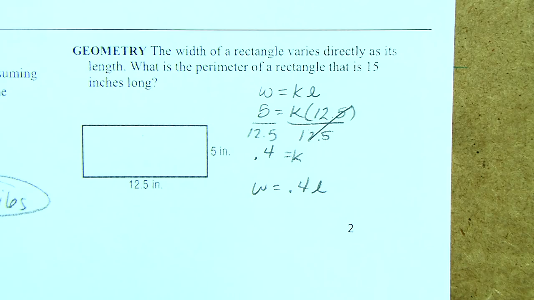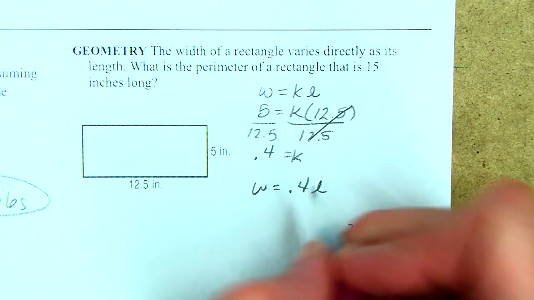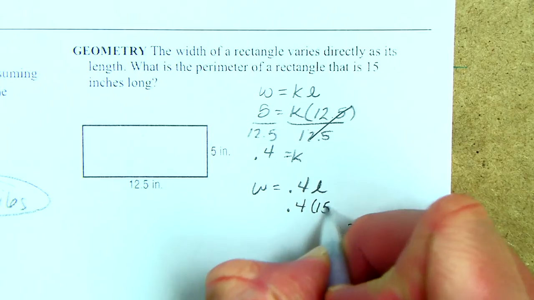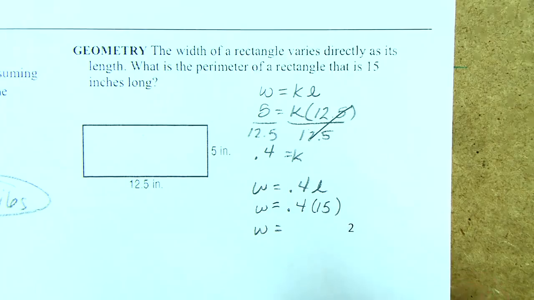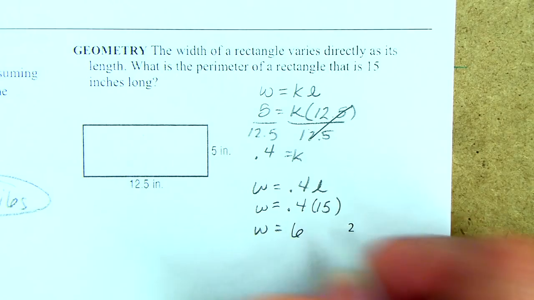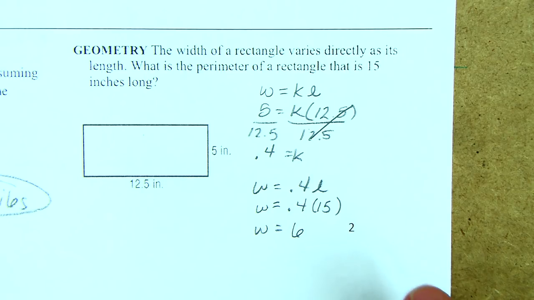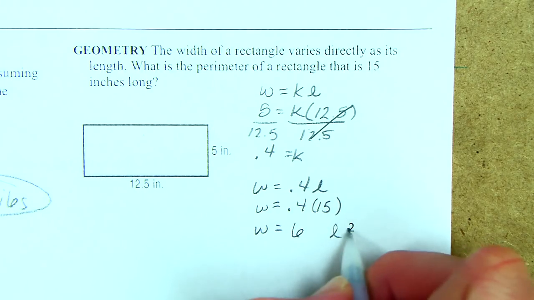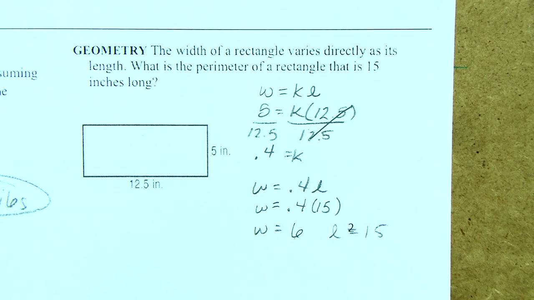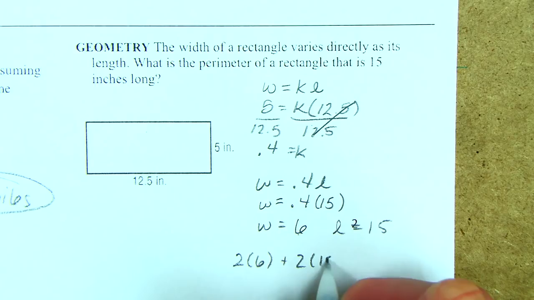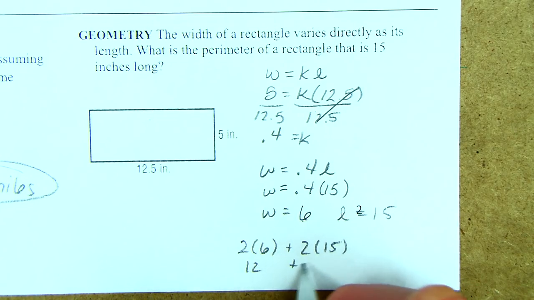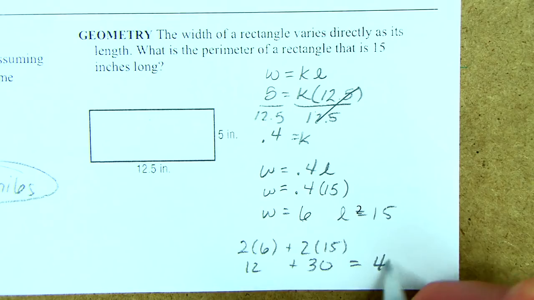What is the perimeter when it's 15 inches long? In other words, my length is 15, so 0.4 times 15 equals width, which, if you punch that into your calculator, is 6. Now, careful, because that is not the answer that they wanted. They said, what is the perimeter? So we have a rectangle with a length of 15 and a width of 6 that we just found. So we have 2 widths and 2 lengths. So 12 plus 30. In other words, our perimeter is 42 inches.